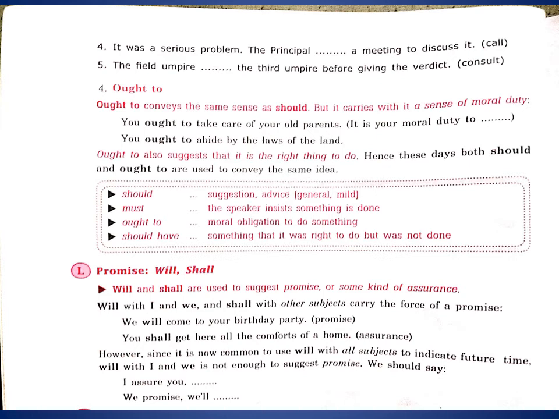Ought to suggests that it is the right thing to do. Hence, these days, both should and ought to are used to convey the same idea. Should: suggestion, advice, general, mild. Must: the speaker insists something is done. Ought to: moral obligation to do something. Should have: something that was right to do but wasn't done. These are the small definitions of these.